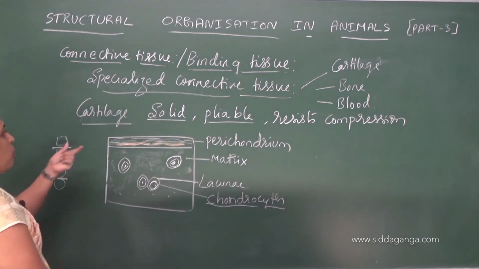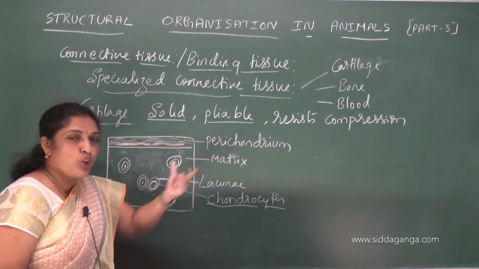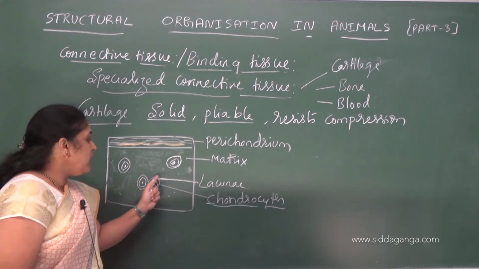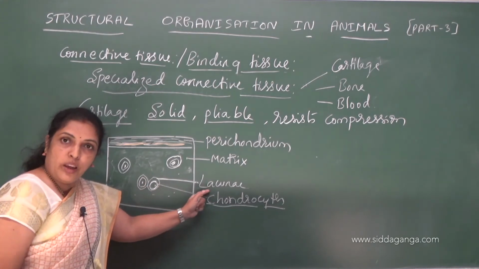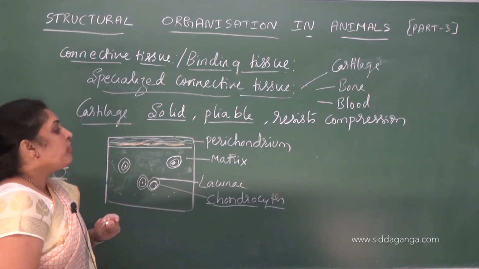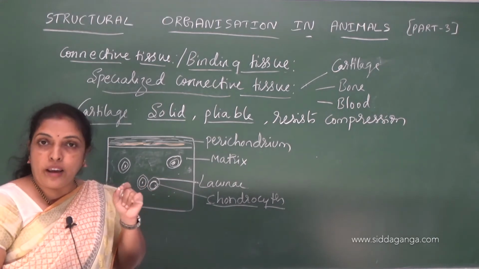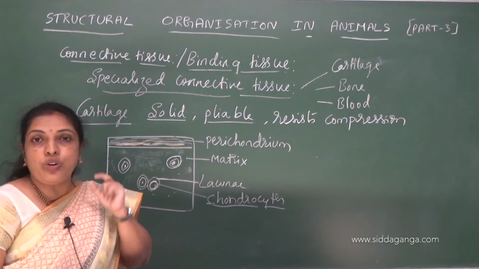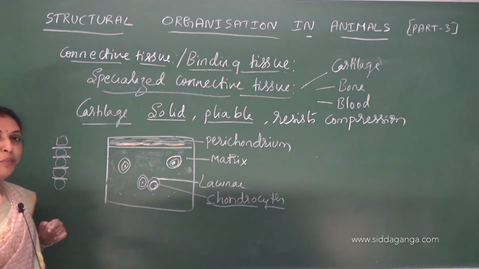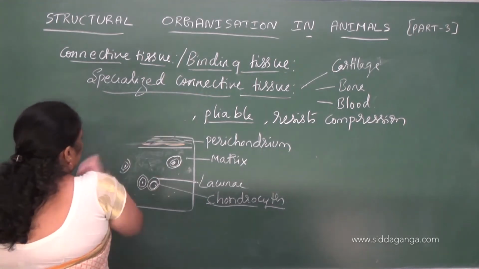Understood? So what you have to remember: cartilage is a solid pliable tissue which resists compression. It has cells called chondrocytes present in an empty space called lacunae. The ground substance or matrix is made up of chondroitin sulfate, and this cartilage is seen in vertebrate embryos, and also in the tip of the nose, outer ear, joints, and between the bones of vertebral columns, limbs, and joints in adults. Understood? This is about cartilage.